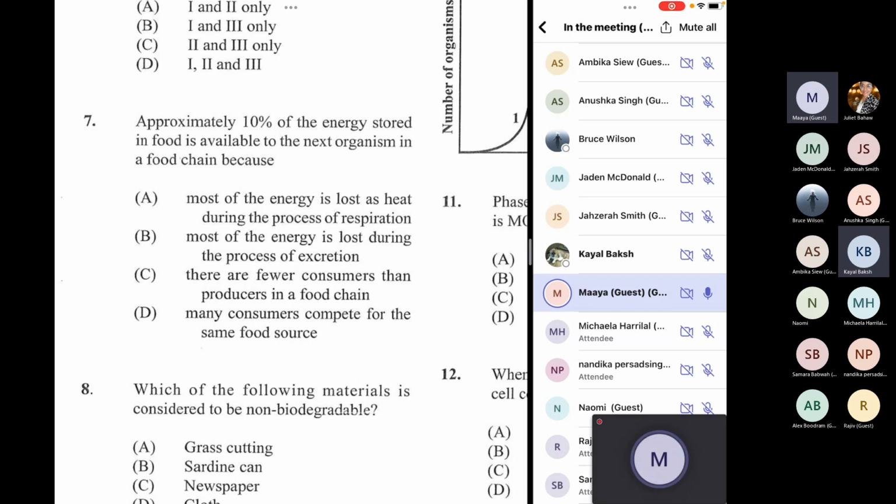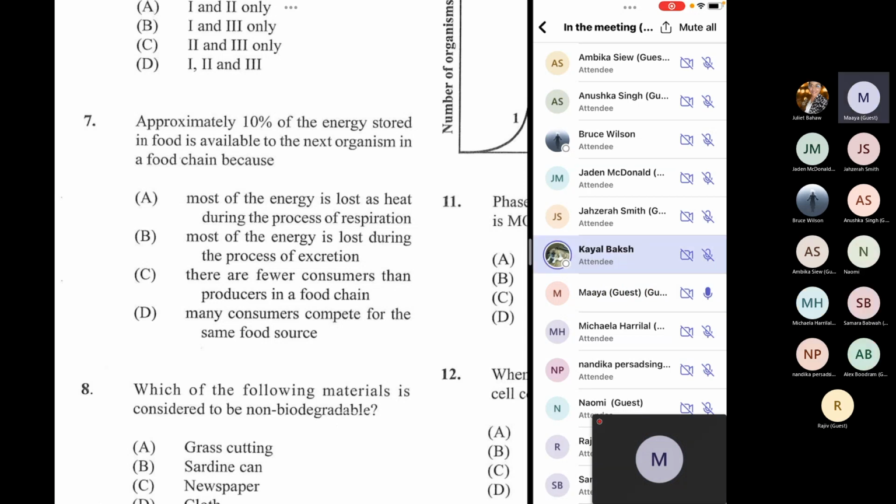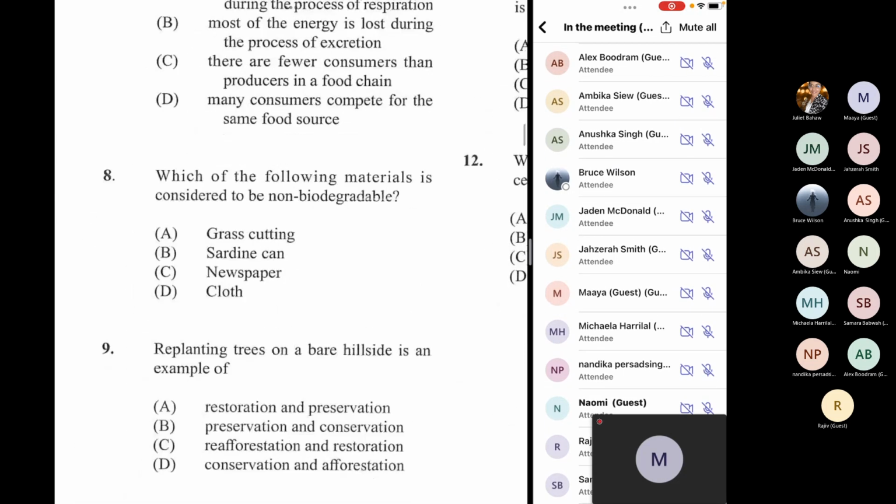Approximately 10% of the energy stored in food is available to the next organism in a food chain because... I had D. Okay, now remember 10% of energy is passed from one trophic level to the next. 90% of energy is either used up or lost as heat during the process of respiration. Heat is evolved, right? And that is energy being lost. So that answer is supposed to be A. Look out for it. All right. Number 8, Michaela.